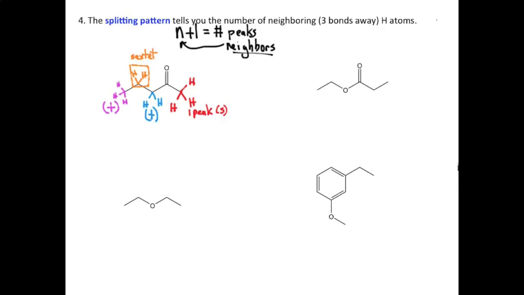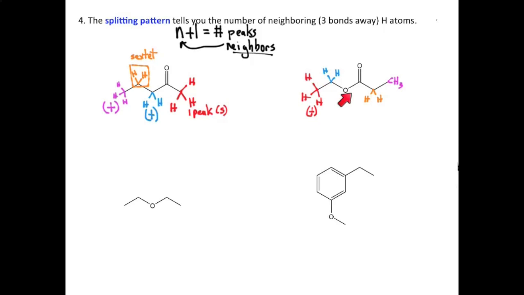Alright, let's go through more examples. We'll go through this a little bit faster. I'm just going to draw in all of the hydrogens. Here they are in red, 2 hydrogens in blue, 2 hydrogens in orange, and another 3 in purple. So let's go through. The hydrogens in red have 2 hydrogens that are 3 bonds away, 2 neighbors. So this peak in red would be split into a triplet.